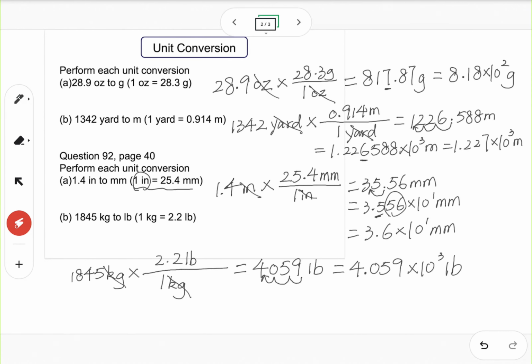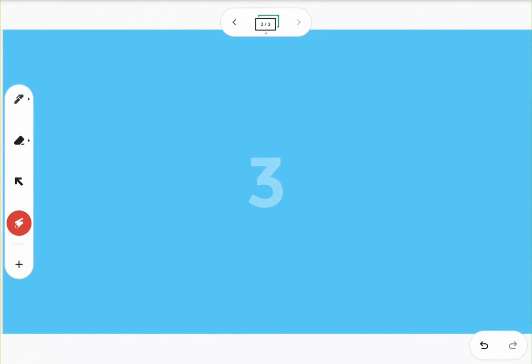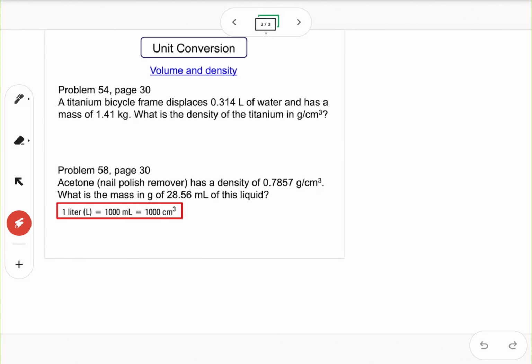All right. The next slide, let's take a look at some practice problems involving densities. Unit conversion involving density sometimes could be confusing. But again, when you set up the equation, remember what unit you want to keep and what unit you want to cancel. So that's the basic guideline.